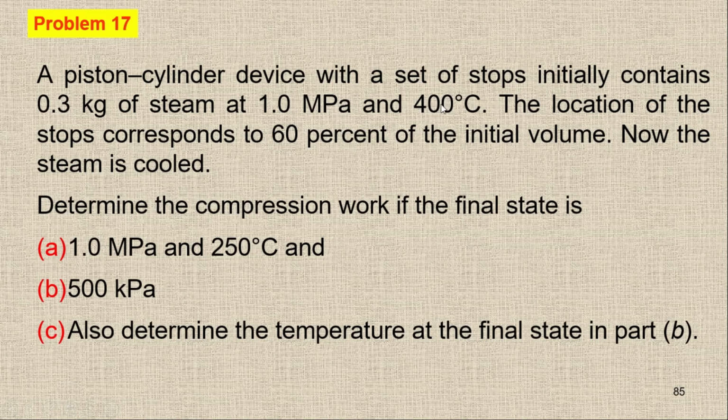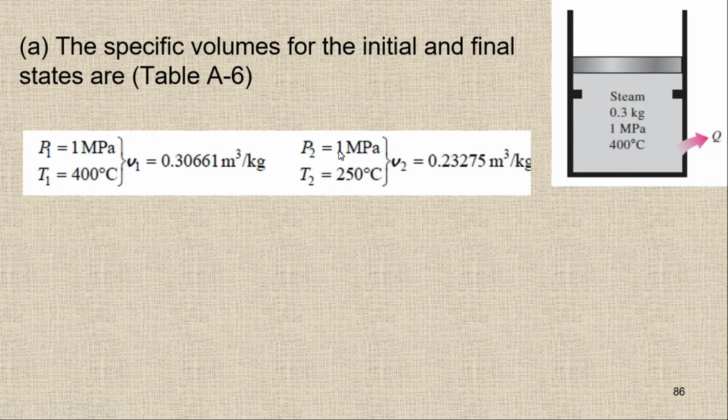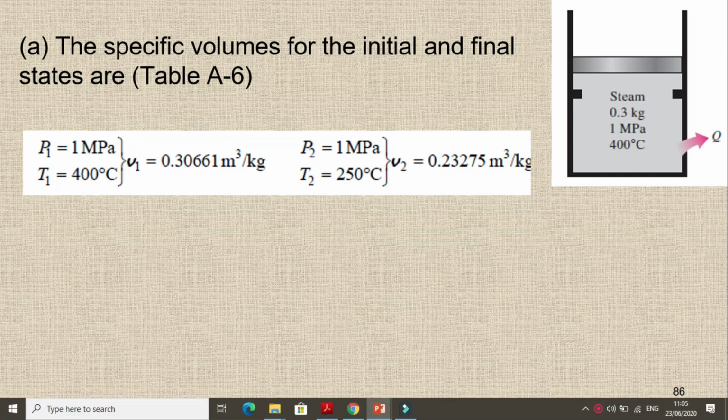Now, if we know the initial volume, we have to find the compression work at this pressure and temperature. So this is part 1, and this is state number 2. At state number 2 we know the pressure and the temperature. With the help of the given state, 1 megapascal and 250 degrees Celsius, we can check V2 as well. So we have V1 and we know V2. After getting all these values, I'm just going to check these values from the table, to show how we can find them.